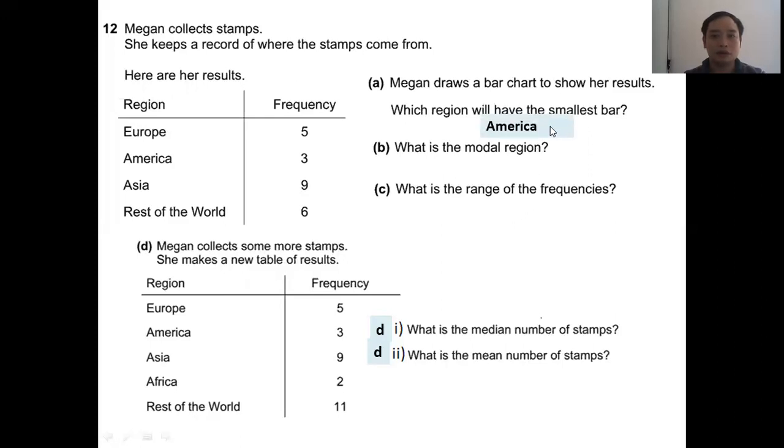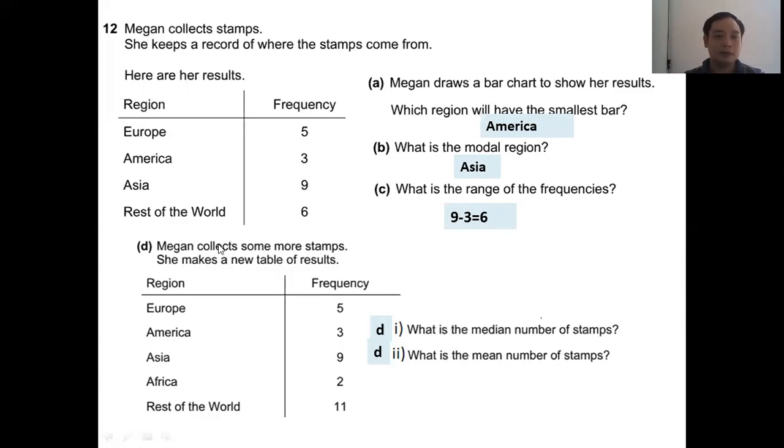So the smallest bar will be America, because you can see here that America only collected 3 stamps. So the modal region is the one with the most stamps collected. In this case, you will see that it is Asia, which collected 9 stamps. So the range of the frequency is that you take the most collected stamps and minus the least collected stamps. So we take 9 minus 3 equals 6 stamps.